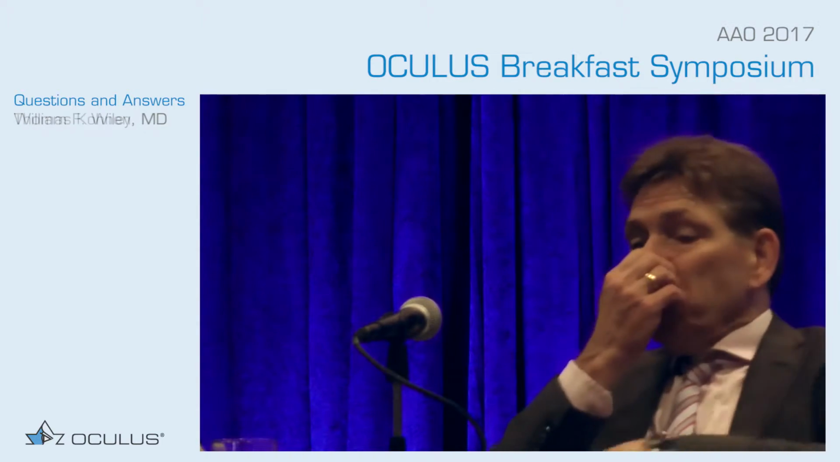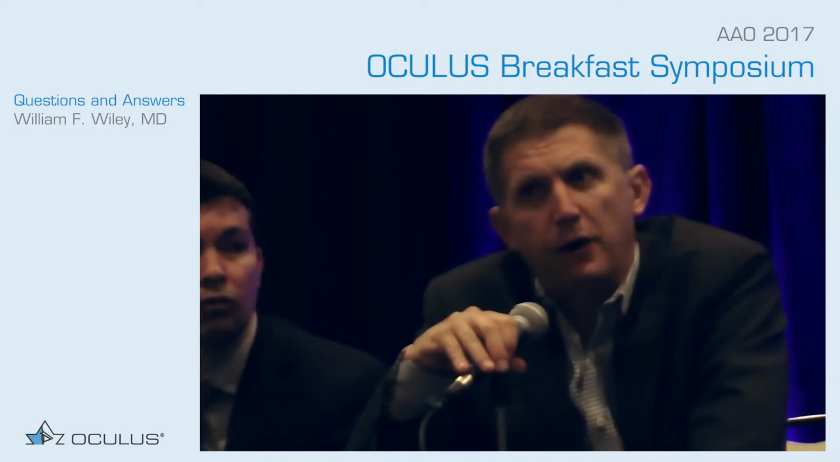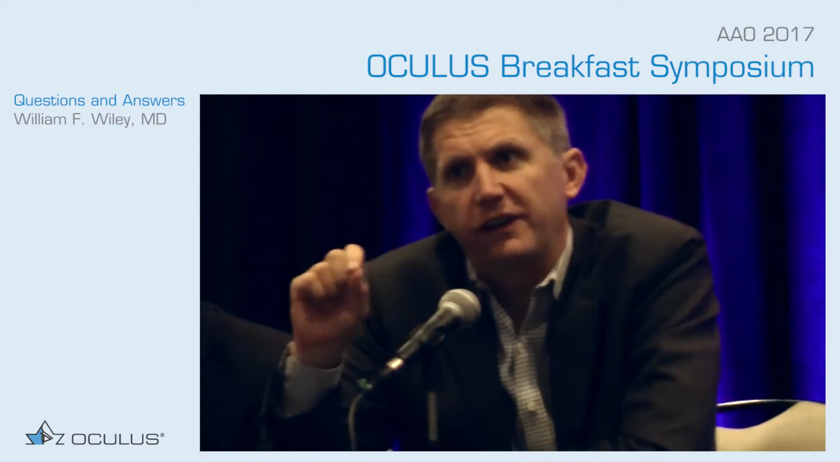I just second all that, and often with those cases we do cross-linking first to stabilize the cornea, and then if they're spectacle corrected and happy with their spectacle correction, then we're comfortable with the toric lens. But if they're not spectacle corrected and they need a contact lens, then we don't do the toric.